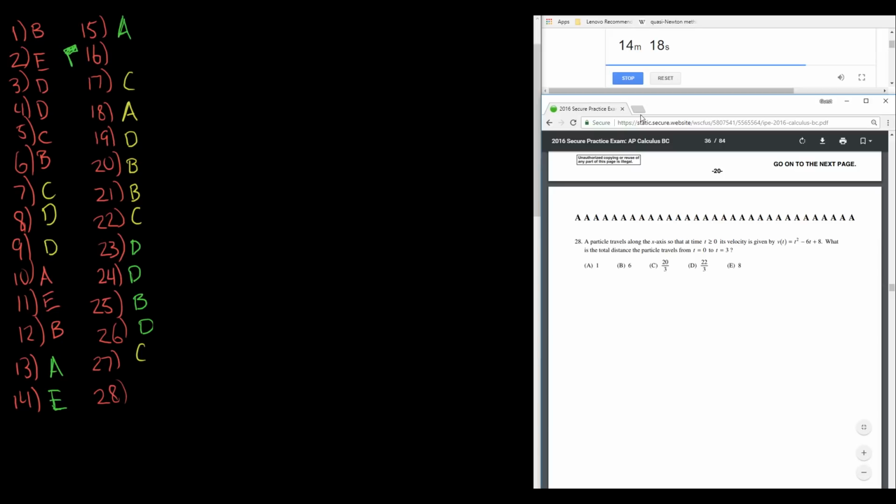A particle travels along the x-axis so that at time t greater than 0, its velocity is given by this function. What is the total distance the particle travels? All right, so t is greater than 0. These questions are tricky because you can't just use the integral. You have to use the integral of the absolute value because your particle might travel in a negative direction, but it still counts to total distance.